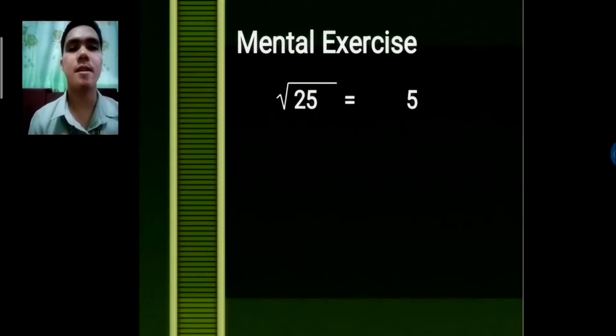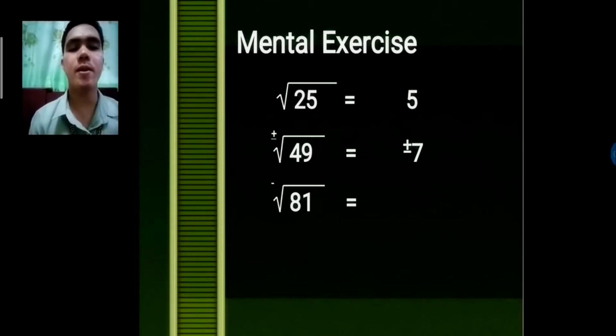That is 5. How about positive negative square root of 49? Okay, that is positive negative 7. How about negative square root of 81? That's right. So, we have negative 9. How about this one? Square root of 225. So, 15.